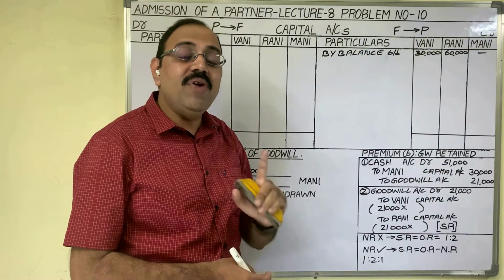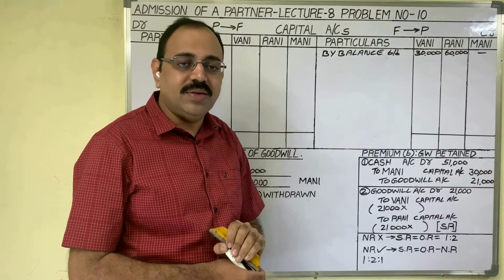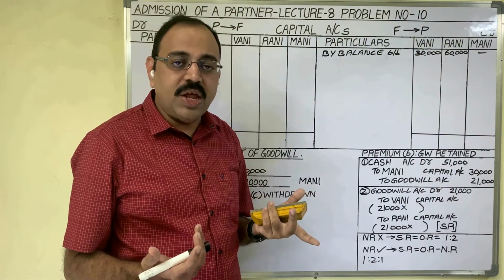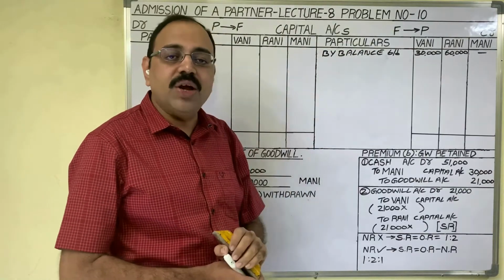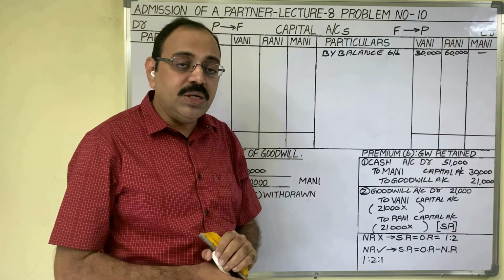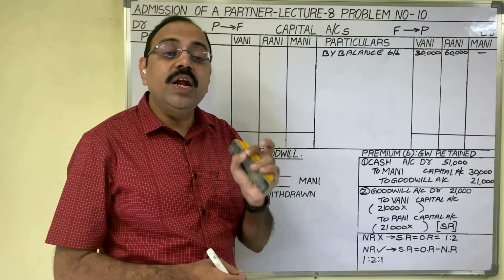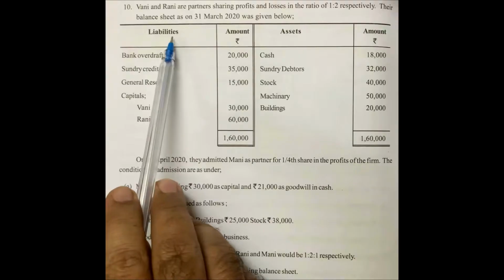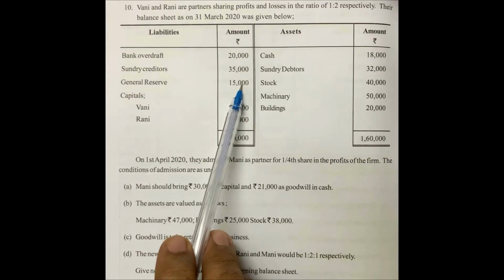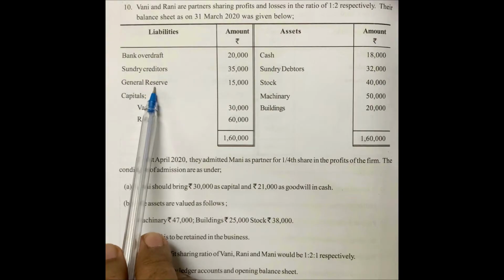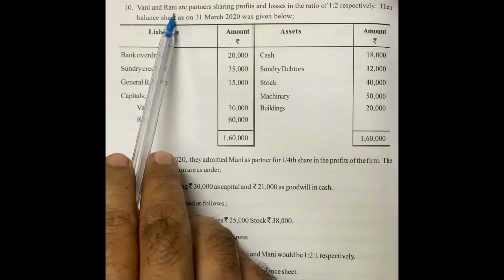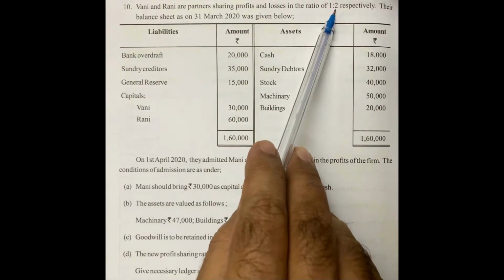After this, the revaluation account answer we should write. But in the revaluation account, there is no profit, no loss. Therefore, no need to write the revaluation account answer. After the revaluation account, we should observe whether any accumulated profit is given in the question. See the liability side: general reserve 15,000 rupees. This is called accumulated profit. This amount we should transfer to old partners' capital accounts in the old profit and loss ratio.